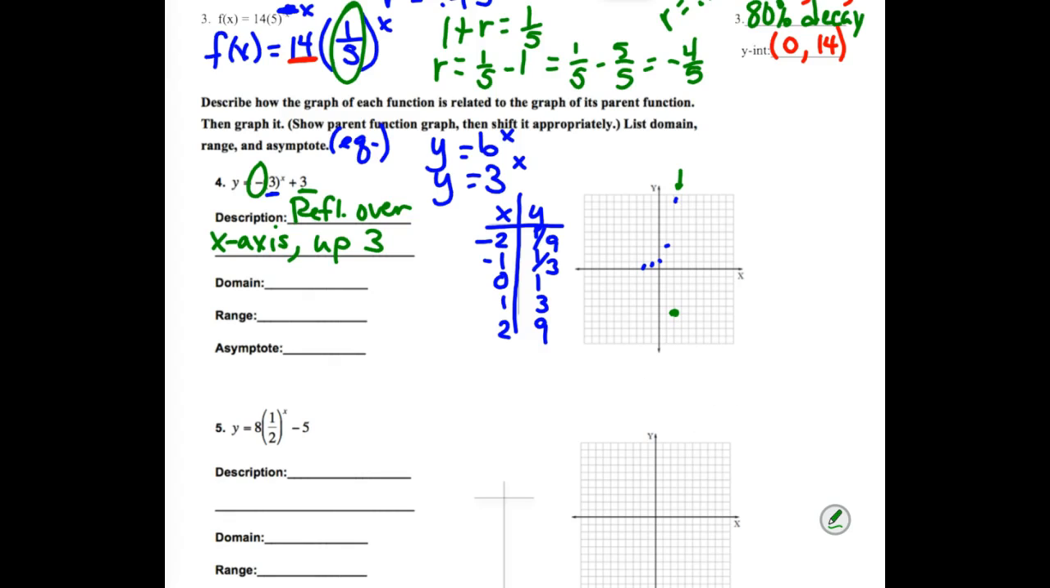Okay? My next point, I'm going to do the point 1, 3. Reflecting it over puts me down here at -3, and then I'm going to move it up 3, so I end up at 0. All right? The next point, 0, 1. Reflecting it over puts me at -1, and then moving it up 3, I'm up here at 2.